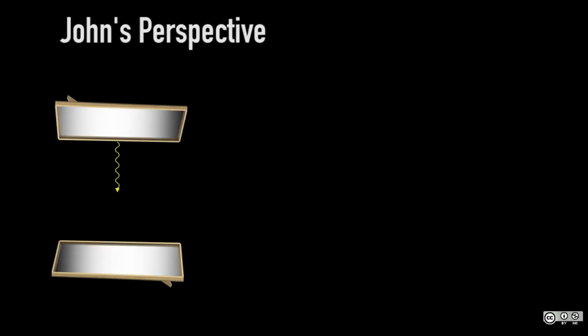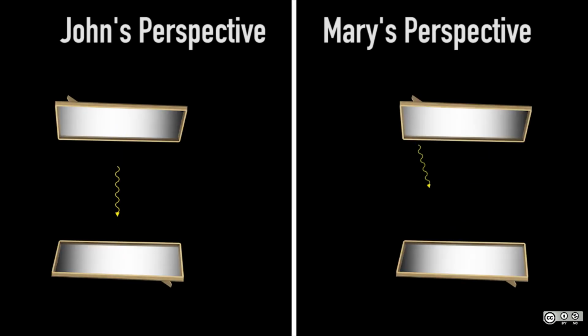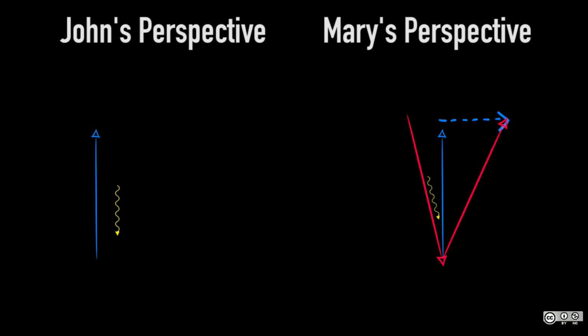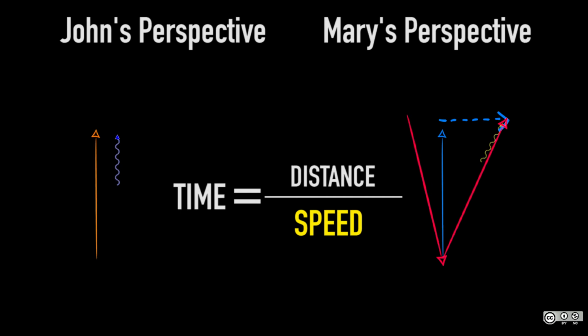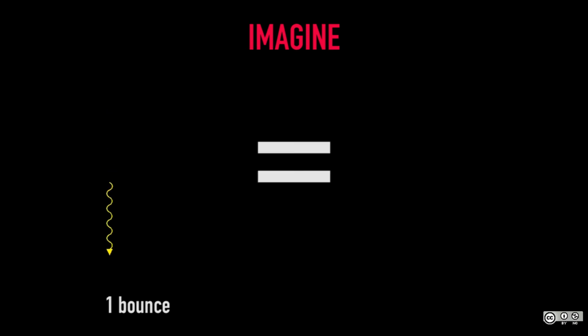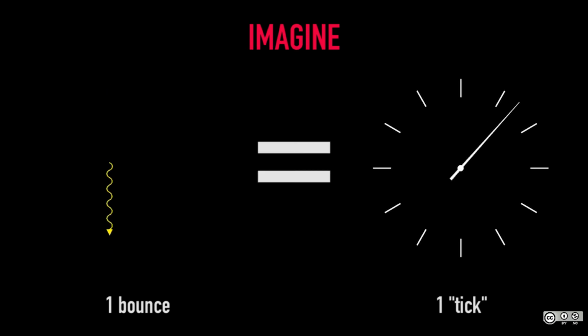John would see the light bounce up and down, and Mary would once more see the light move in a triangular path. However, this time, since time equals distance over speed, and as the speed of light is constant, the time taken for one bounce would be shorter for John, as the distance he observes is shorter too. If we imagine that one bounce of the light is equal to one tick of the clock, the principle that a clock ticks slower when moving compared to when it's stationary is clear.